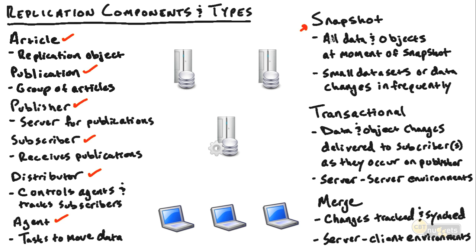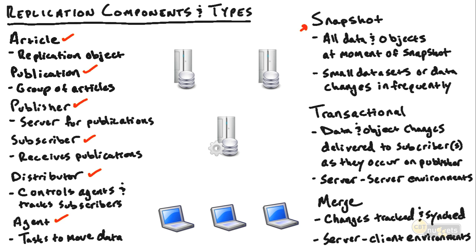So because of that, you're going to create snapshots on tables and objects that don't change very often, or even ones that are small. A good example there would be a product list. Maybe you get new products in once a week or maybe even once a month. Then you can set up your snapshot replication to run once a week or once a month, and subscribers will get the updates with the minimal latency being a week or a month.